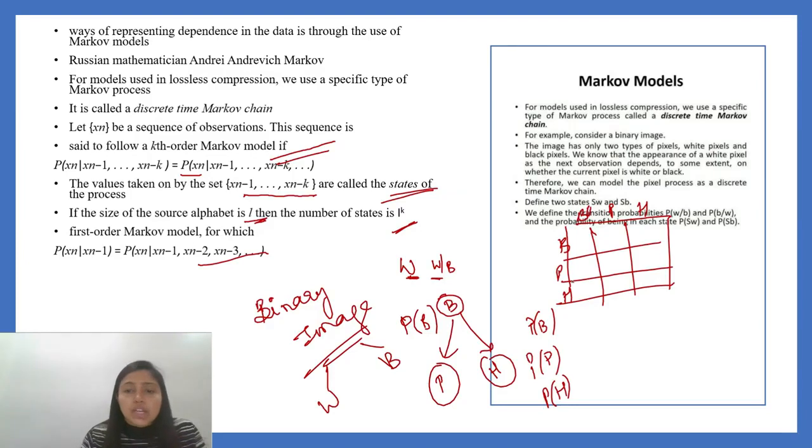Okay, so for that matter, we will be taking this example of a binary image. How do we calculate the entropy on that particular thing? And how do we calculate whether this particular pixel would be black or white? We define these transition probabilities as P(W|B) and P(B|W). And the probability of being in each state would be P(SW) and P(SB).